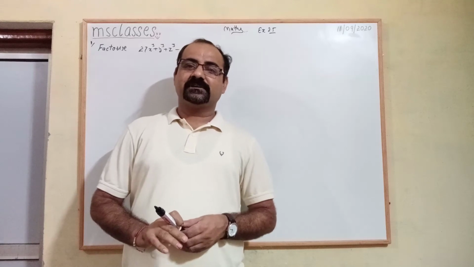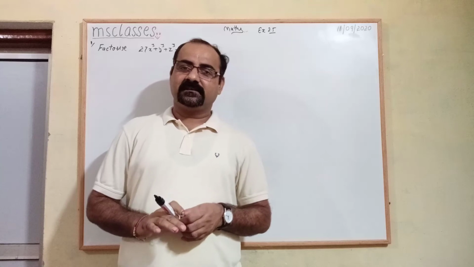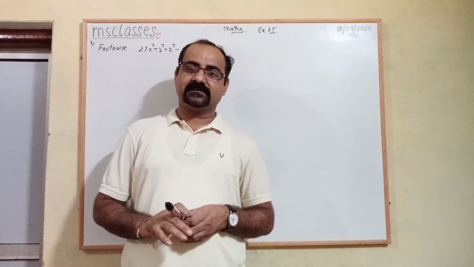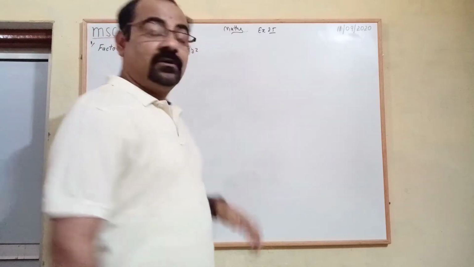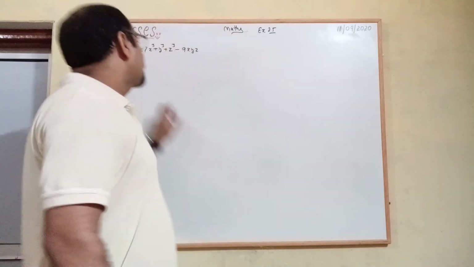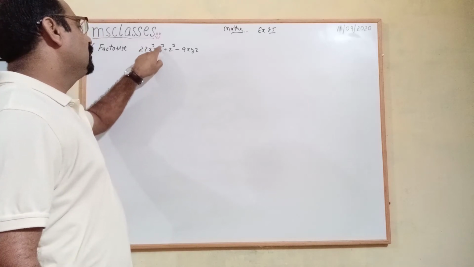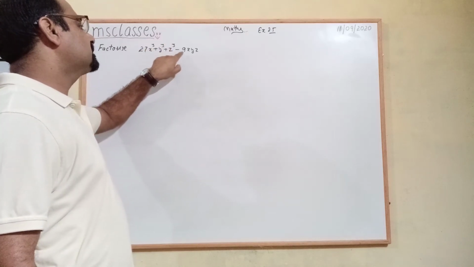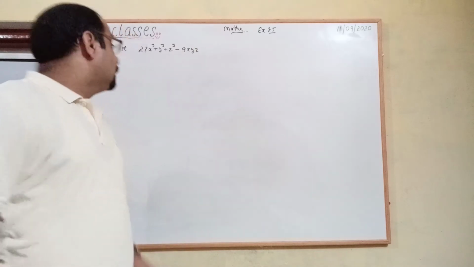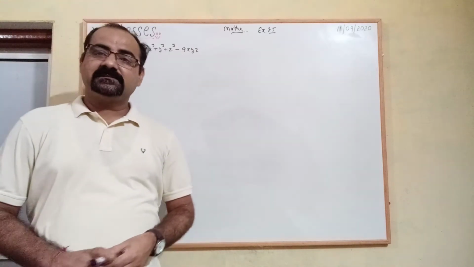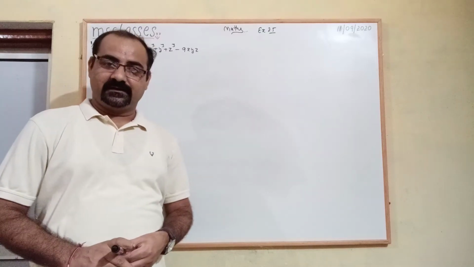So students, today my topic is class 9th mathematics book exercise 2.5 question number 11. Your question is factorize 27x cube plus y cube plus z cube minus 9xyz. So before we factorize the question, we have to know about the identity.